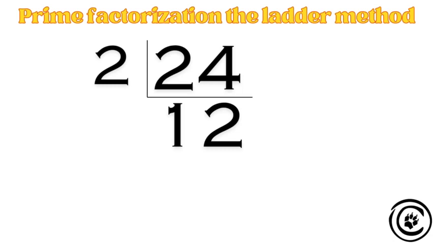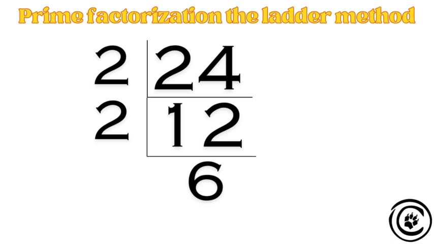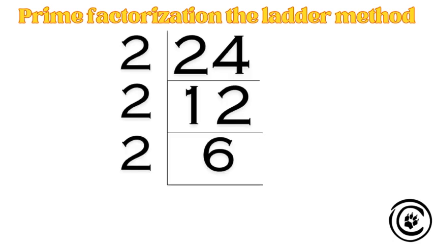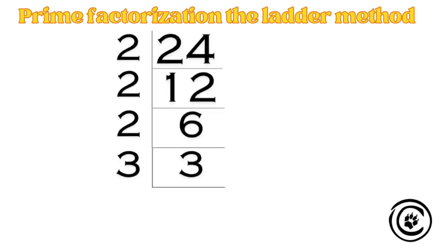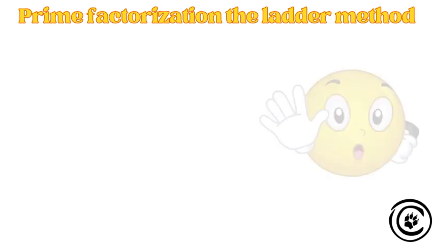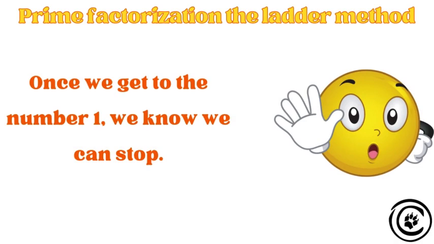Now repeat this process, and this time divide the number 12 by its smallest prime factor, which is 2. This time we get 6. Again, repeat the process. Divide the number 6 by its smallest prime factor, which is 2, and this gives us 3. Now divide 3 by its smallest prime factor, which is 3, and this gives us 1. Once we get to the number 1, we know we can stop.